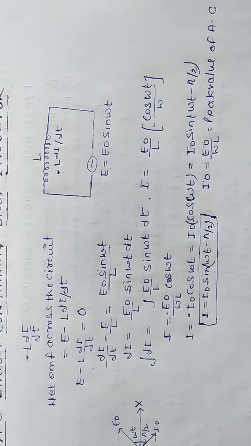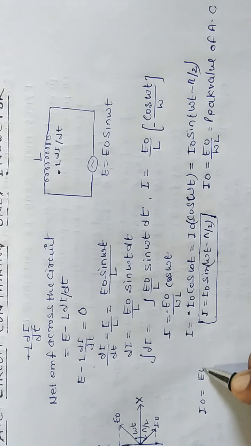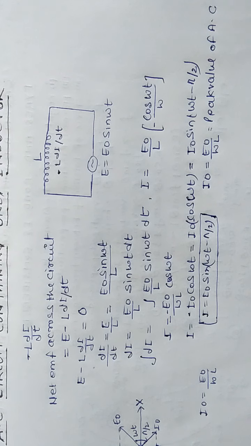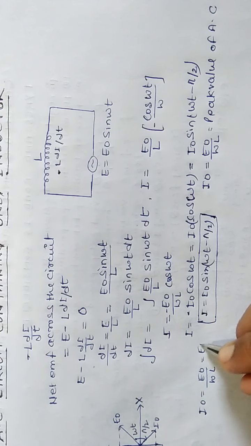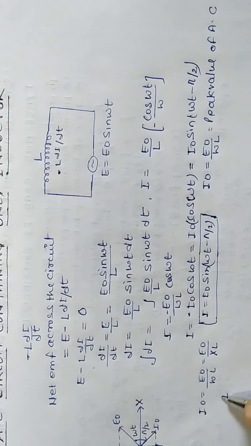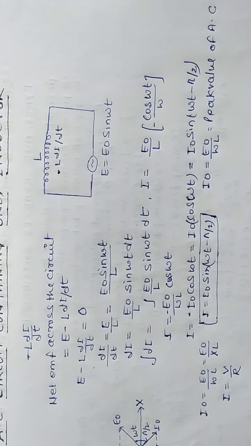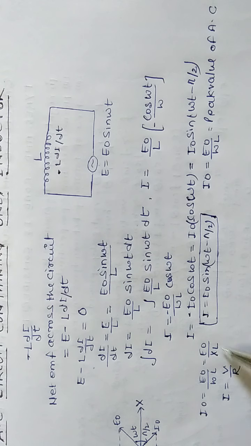Now this I₀, which is E₀/ωL, can be written as E₀/XL. On comparing this equation with Ohm's law, it is clear that XL plays the same role in the inductive circuit as R plays in the resistive circuit.